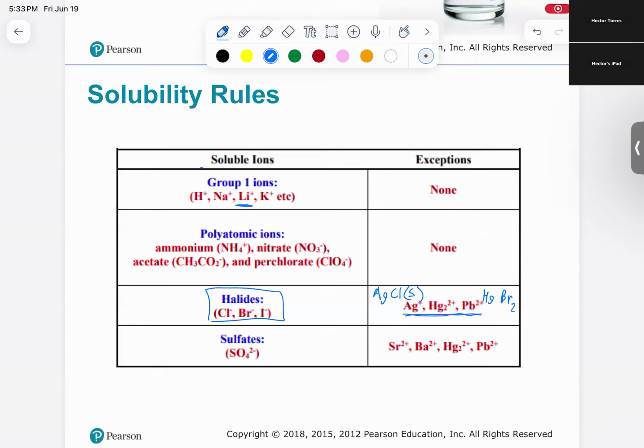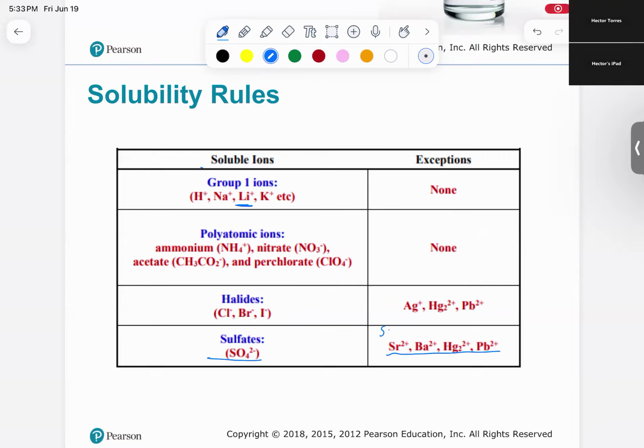Okay, and for Br, we'd have two of them to balance out that charge. This one would also have that (s) because it's a solid. Okay, and then the last group is going to be the sulfate. For sulfate, it's almost always soluble except when bound to these four atoms.